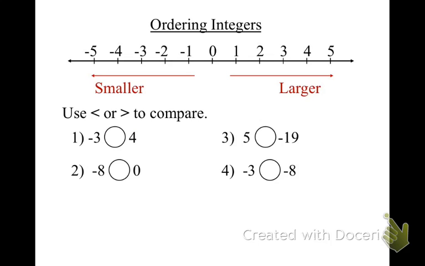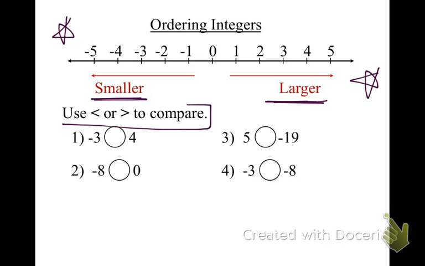So something else we do with integers is we want to order them. We want to know when we're going to be getting smaller or when we're going to be getting larger. So in your notes, I'd like you to draw another number line and label which way we are going smaller, which way we are going larger. Once you have your number line, I want you to go ahead and write down these directions and the first example.